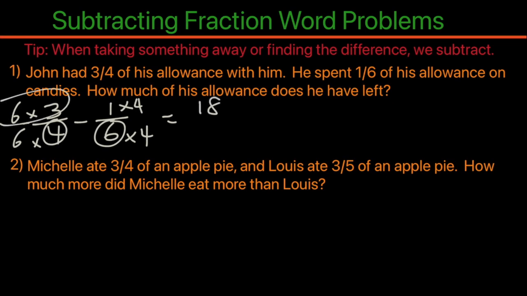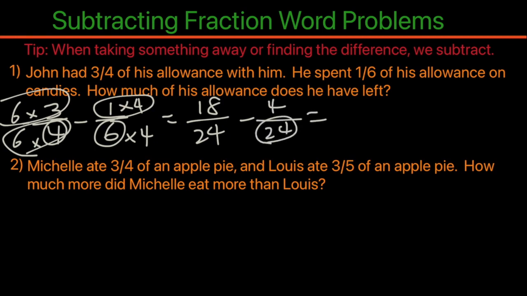6 times 3 is 18. 6 times 4, 24. Then we minus 1 times 4 is 4. 6 times 4 is 24. Now we have a common denominator. So we just need to subtract the numerators, 18 minus 4. So 18 minus 4 is 14 over 24.